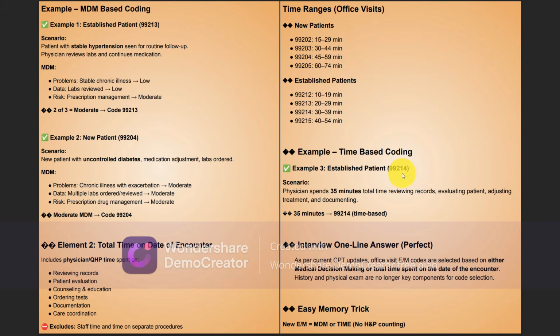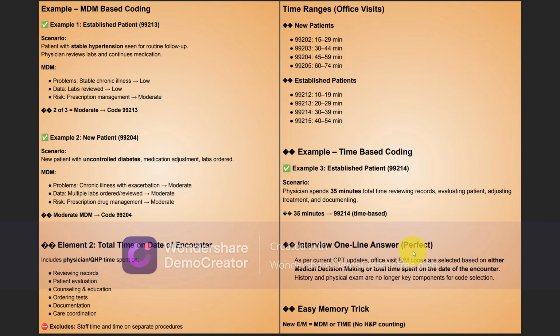Example of time-based coding. Established patient code used is 99214. Scenario: physician spent 35 minutes total time reviewing records, evaluating the patient, adjusting treatment and documenting. 35 minutes falls under 30 to 39 minutes. So the code is 99214, based on time.